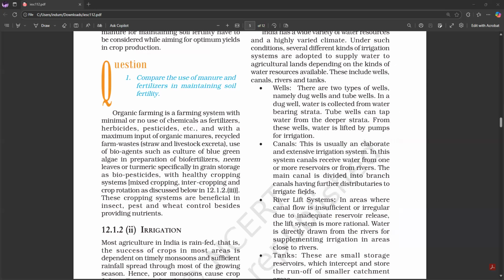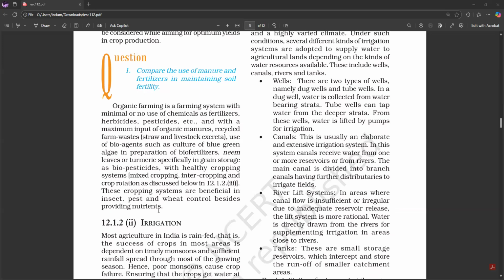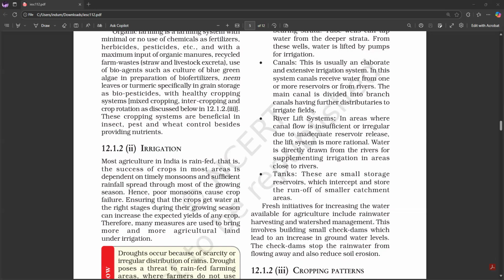Organic farming is a farming system which includes minimal or no use of chemicals such as fertilizers, herbicides, pesticides, etc., and with a maximum input of organic manures, recycled farm waste, use of bioagents such as culture of blue-green algae in preparation of biofertilizers, neem leaves or turmeric specifically in grain storage as biopesticides with healthy cropping systems, mixed cropping, intercropping, and crop rotations, as discussed below. These cropping systems are beneficial in insect, pest, and weed control besides providing nutrients.